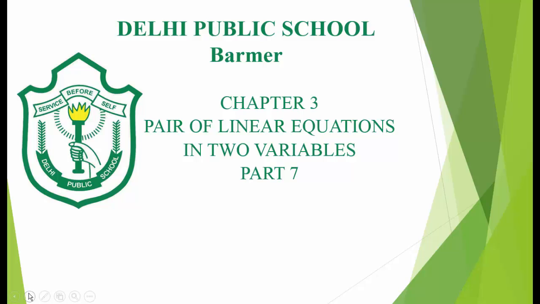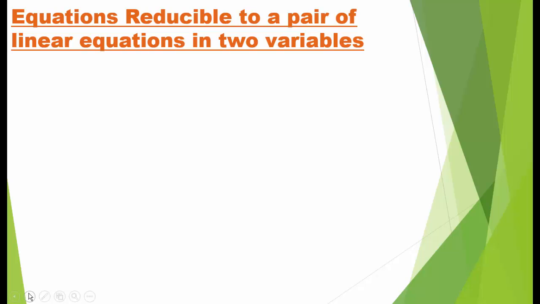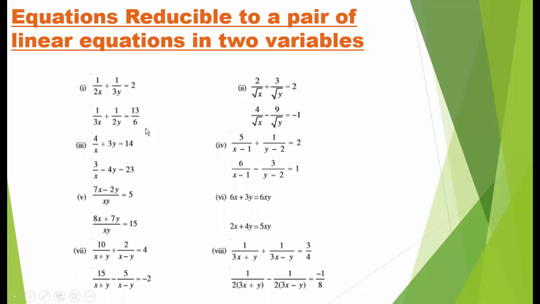Today we will discuss exercise 3.7, in which we have not been given a linear pair of equations, but equations that can be converted into a linear pair of equations. That means the equations will be reducible to a pair of linear equations in two variables. For example, all these equations given are not a pair of linear equations.